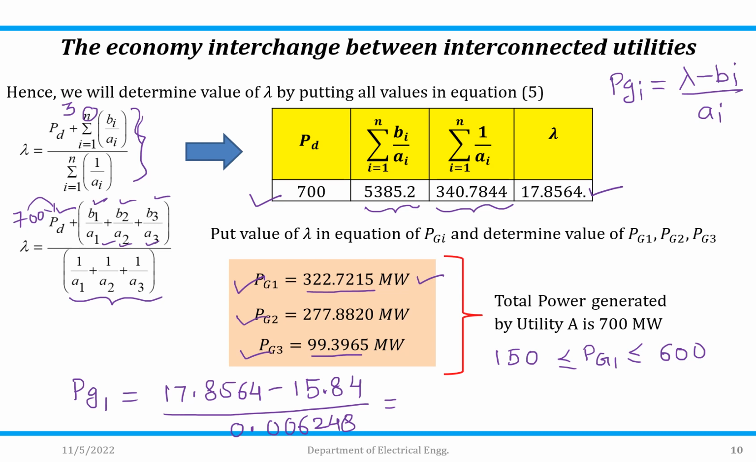If you add these, you will get a total generation equal to 700 megawatt, which was our demand given earlier in the numerical.